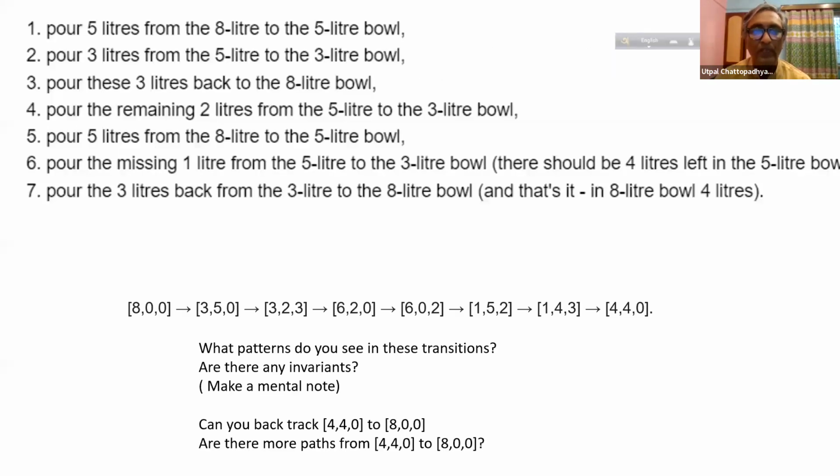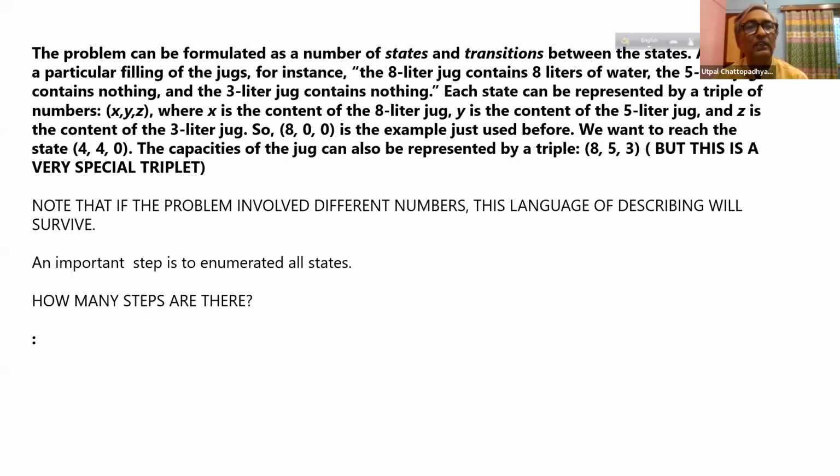Like here, the first one x was 8, y 0, z 0. The next one x is 3, y 5, z 0, and so on. Correct? So any numbers x, y, z will tell you how much water is there in a jar, right? Okay. We want to reach the state 440. The capacity of the jugs can be represented by 853, but 853 is not relevant here because we are not given filled jugs. Here, our starting point is 800. That's the starting state. And we have to find a pathway. Okay.